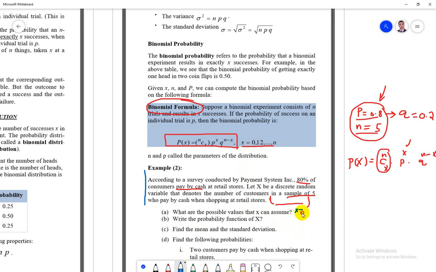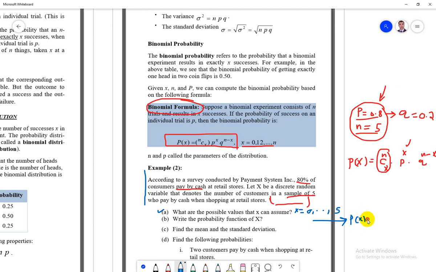Your answer for question A, x equal 0, integer values, till the maximum value 5, that is the value of n. Question B, write the probability function of x. Means write this function after putting the values that you have for p and q and n. So now that is binomial. Yes, I will write the binomial, but actually write the binomial using p equal 0.8, using n equal 5, and so on. So I will write the probability. That is the answer for question B.